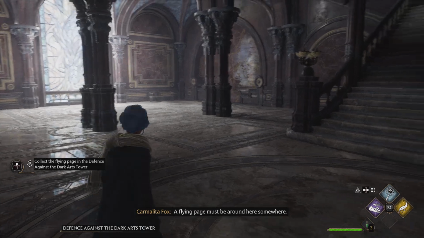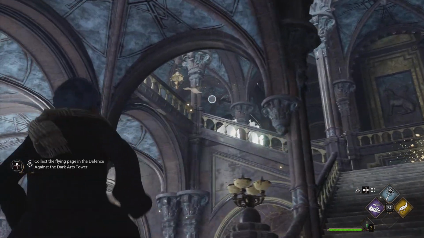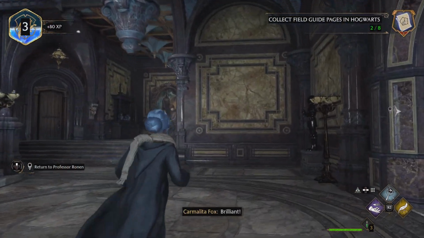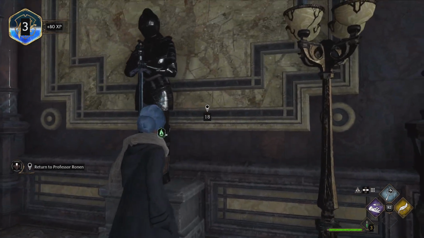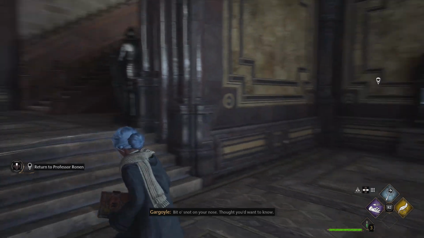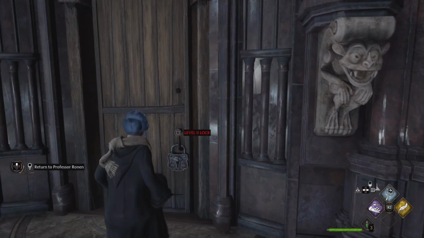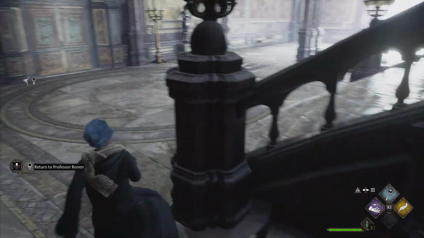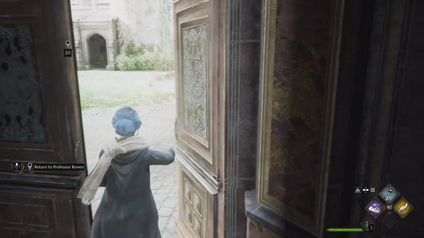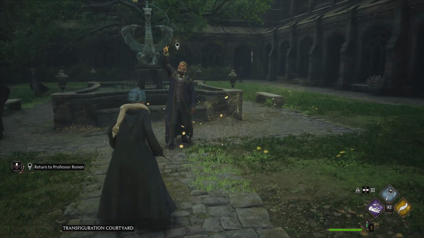A flying page must be around here somewhere. They said a lot of things about the interaction you can do. Like they said it's really cool how you can interact with characters and things. I really didn't think it was that big, but it really is interesting. I thought people were exaggerating, like, oh, there's so much stuff you can interact with, blah blah blah. And it's true, there is a lot, but not as much as I'd like.